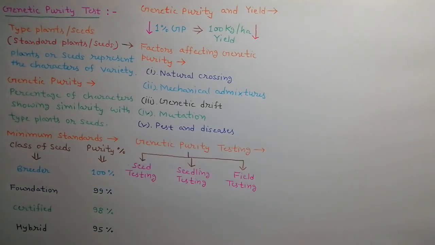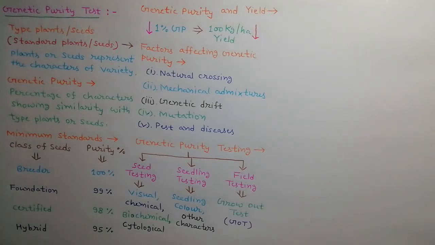Methods of genetic purity testing are divided into three categories: seed testing, seedling testing, and field testing. Seed testing is further divided into four categories: visual testing, chemical testing, biochemical testing, and cytological testing. Seedling testing is further divided into two categories: seedling color and other characters. Field test is also called grow out test or GOT.